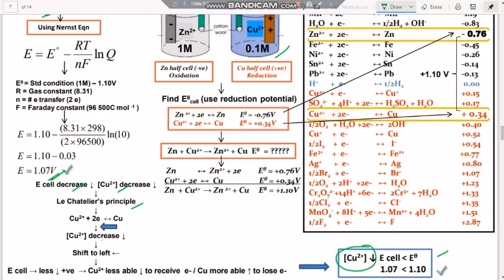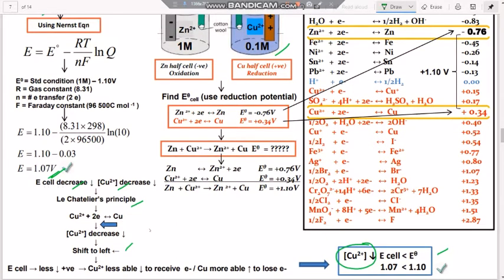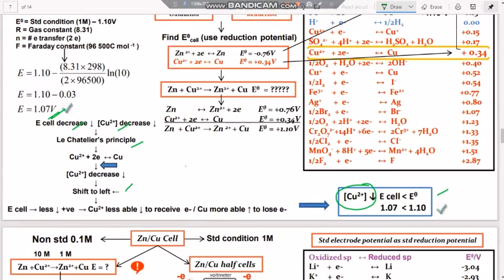According to Le Chatelier's principle, in the copper ion equation, Cu2+ plus 2e- gives rise to Cu. When the concentration of Cu2+ is decreasing, the equilibrium shifts towards the left side according to Le Chatelier's principle. So this is one very good piece of information we have.